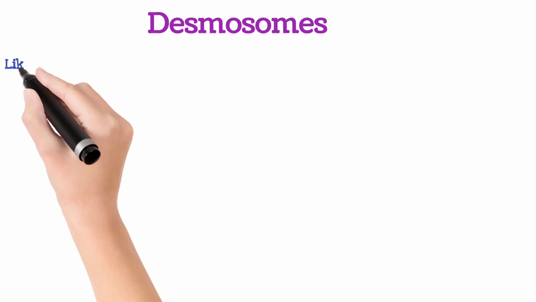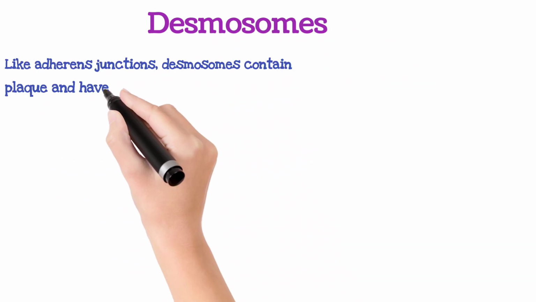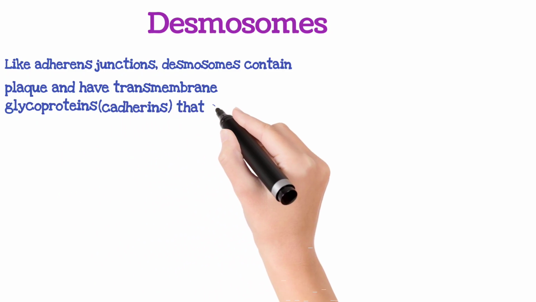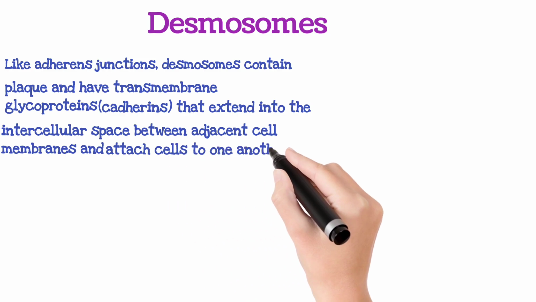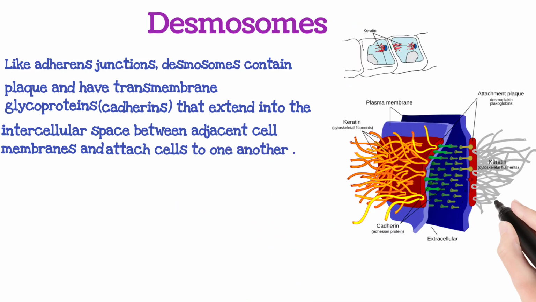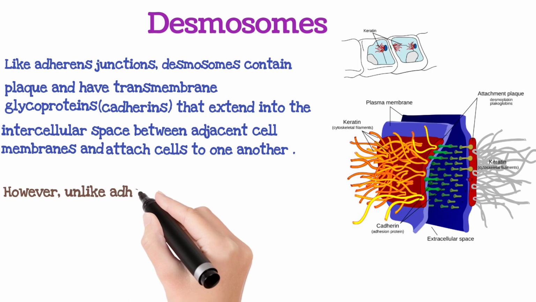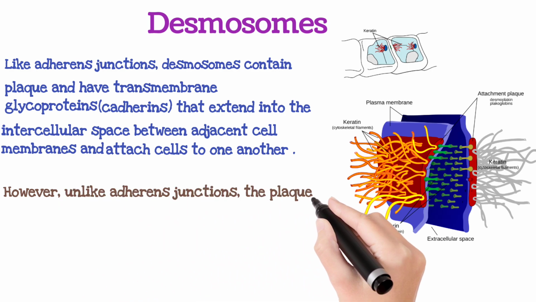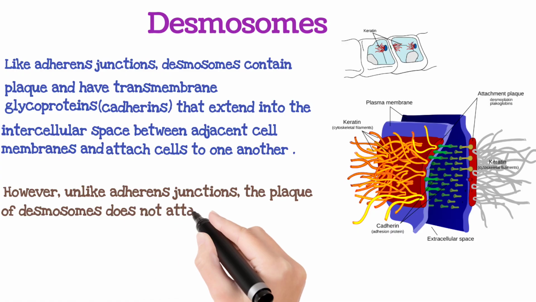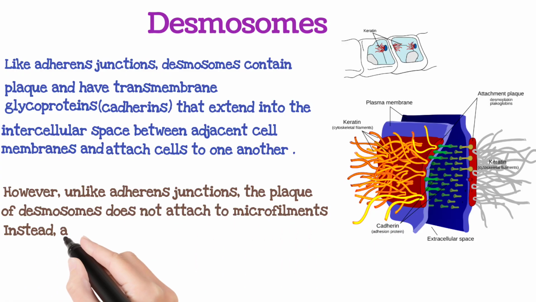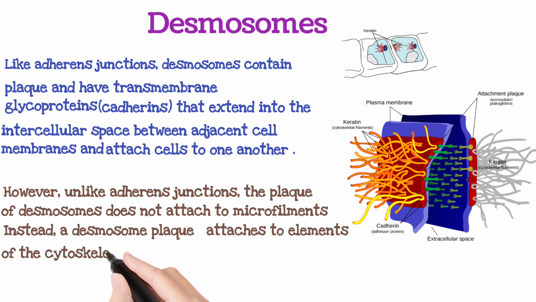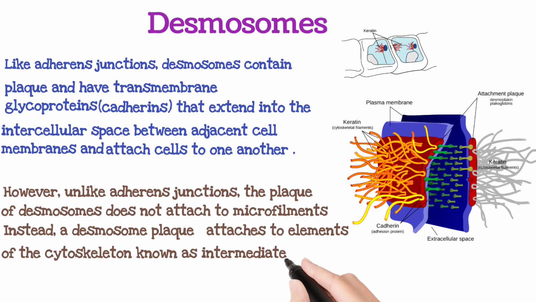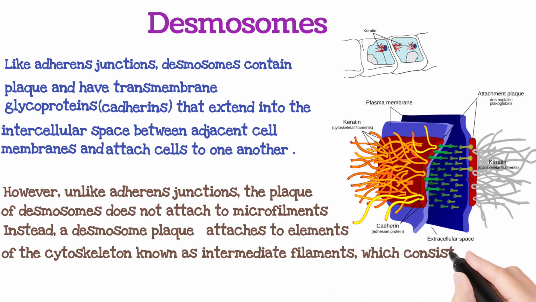Desmosomes. Like adherens junctions, desmosomes contain plaque and have transmembrane glycoproteins, cadherins, that extend into the intercellular space between adjacent cell membranes and attach cells to one another. However, unlike adherens junctions, the plaque of desmosomes does not attach to microfilaments. Instead, a desmosome plaque attaches to elements of the cytoskeleton known as intermediate filaments, which consist of the protein keratin.